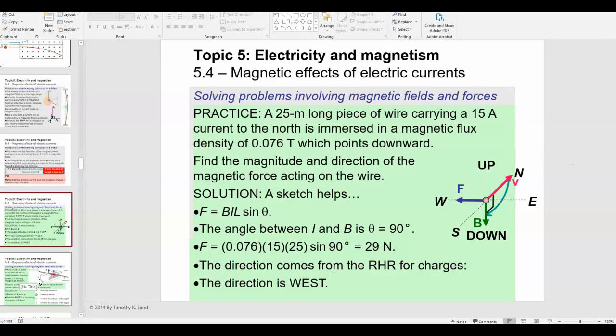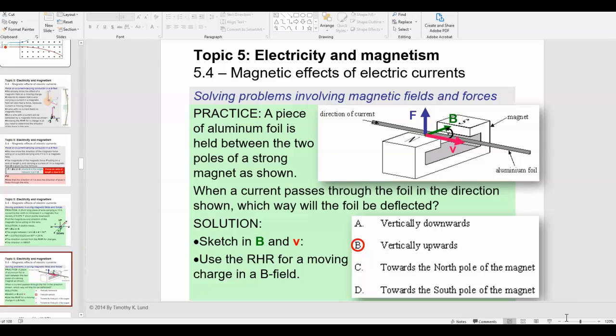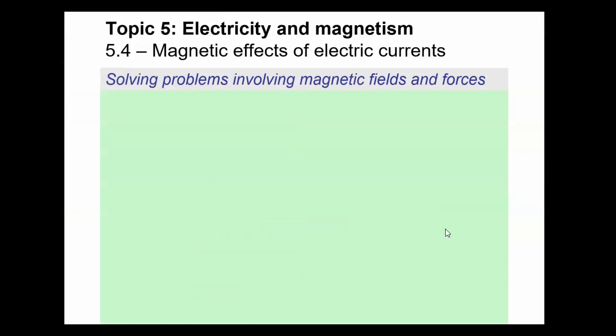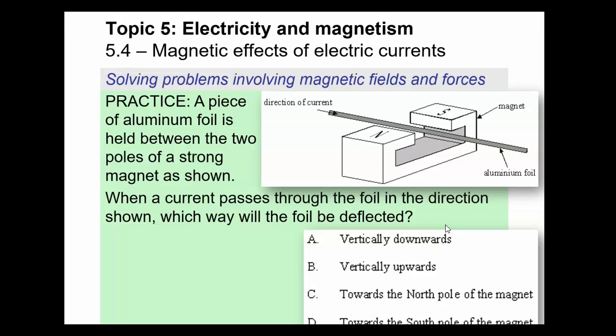Okay, just to give you an example, this is a common type of IB question. It says a piece of aluminum foil is held between the two poles of a strong magnet as shown. When a current passes through the foil in the direction shown, which way will the foil be deflected? Pause it here, see if you can figure that out on your own.